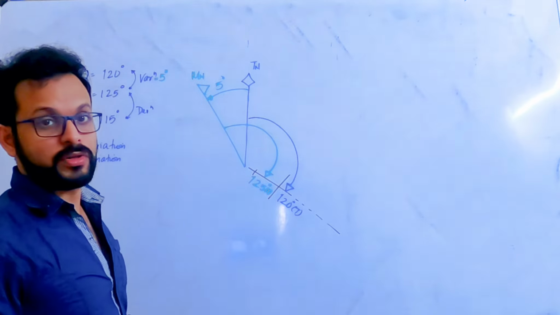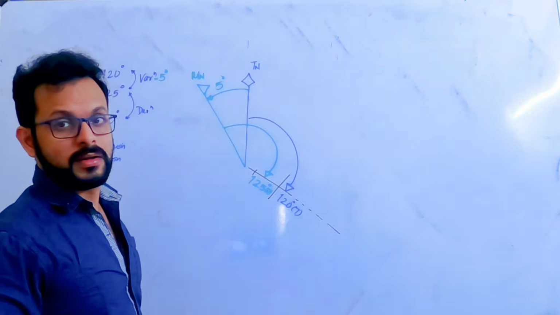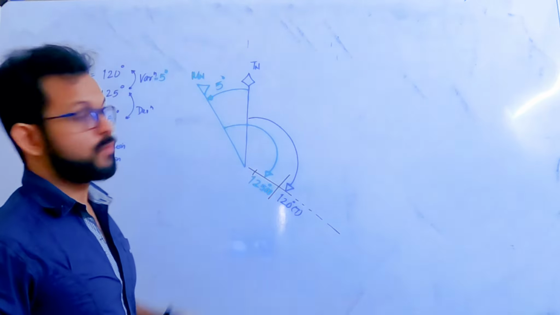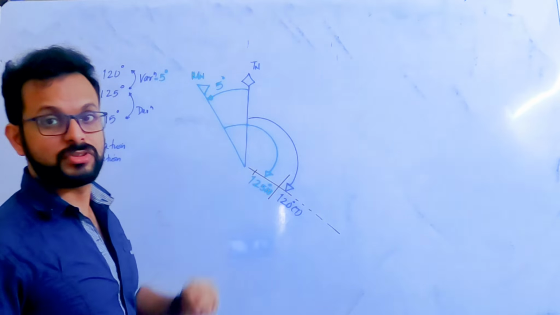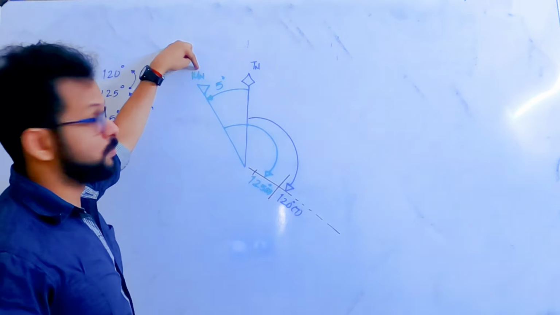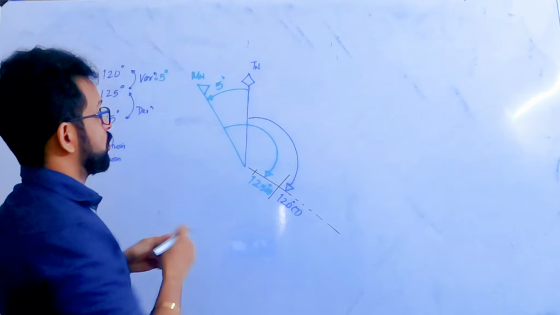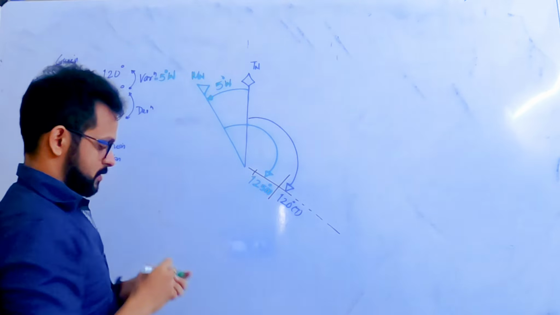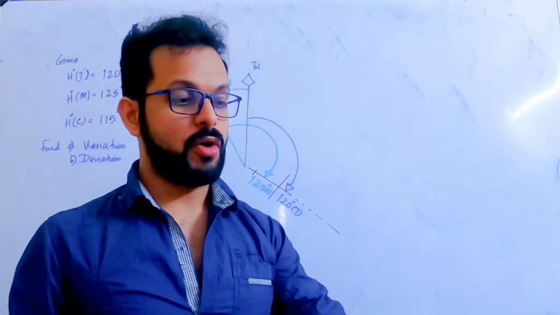Yes, and then what can you say about the sign? Variation is 5 degrees, east or west? It's west. Why? Because magnetic north is west of true north. Right? Yes. West. Good.